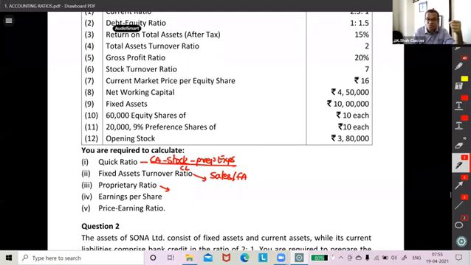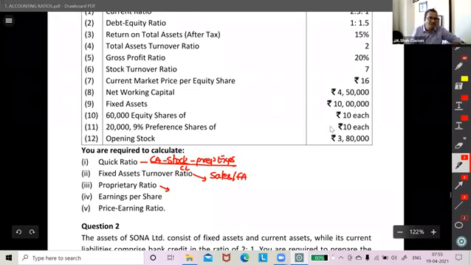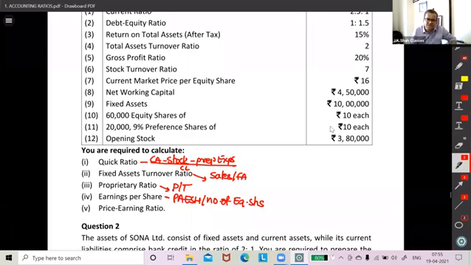Balance sheet ratio. Seventh one, last one, right now. Yes, proprietary ratio is what we remembered, correct? Proprietary ratio means proprietors' funds upon total assets. Earning per share we just now did, no? PAYESH upon number of equity shares. Price earning ratio, yes. Price MPS upon earning EPS.